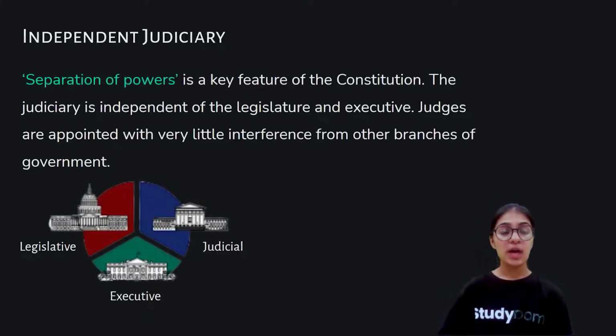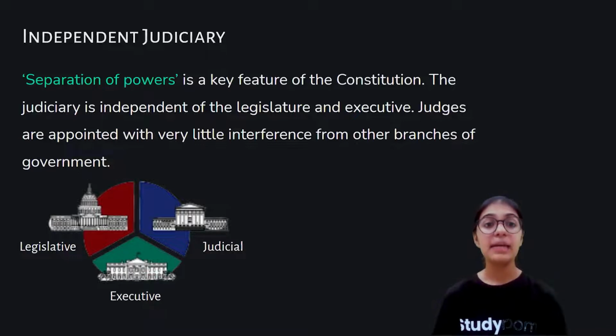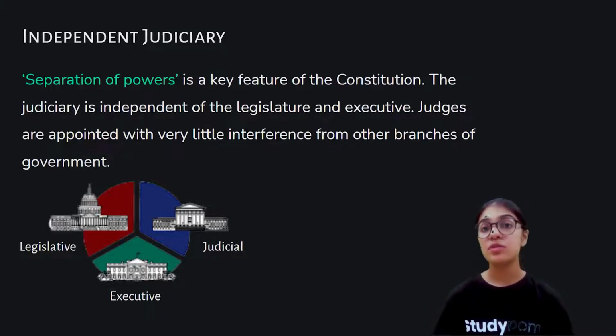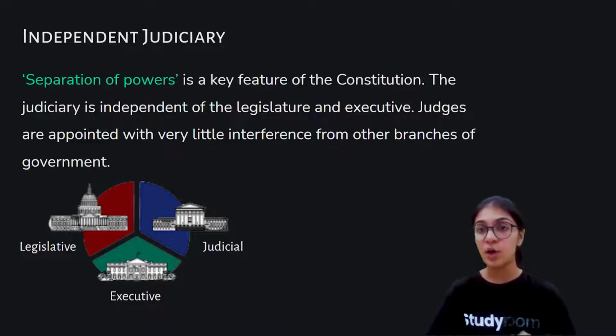Okay, so here comes the next topic, which is independent judiciary. Let's understand this. What is an independent judiciary? As we know, there are three organs of the government. There is the legislature, who make laws; there is the executive, who is responsible for executing those laws; and there is the judiciary, who is responsible for checking that the laws that have been implemented in the country are being followed by all the citizens properly or not.